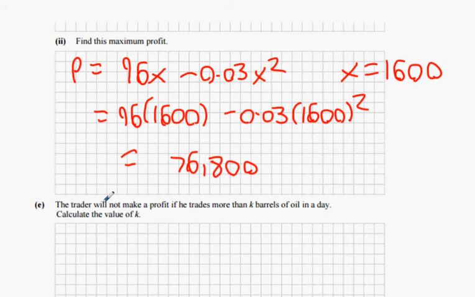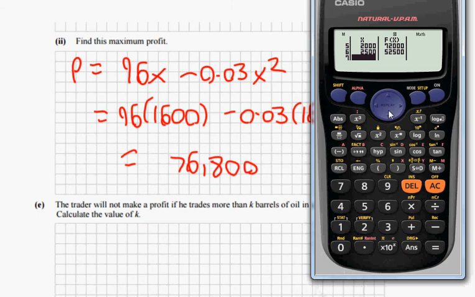Finally, the trader will not make a profit if he trades more than K barrels of oil a day. Calculate the value of K. Well, do you remember we made that diagram earlier? What happens if we keep going on? What happens if we went to 3,000, 3,500, 4,000? Is it on its way up or its way down? It's on its way down. If we get lucky and we find out where it hits 0, then we realize the point at which we start making no profit. So you can go back here, and you just go a bit higher. Go to maybe even 5,000. Go up in 500s.